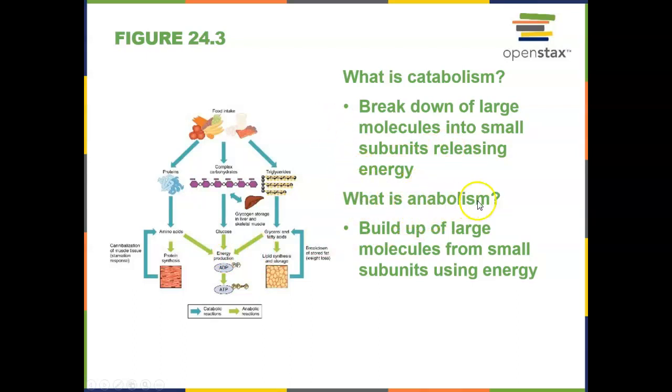So what is anabolism? Anabolism is the buildup of large molecules from small subunits. So if we take these fatty acids or these glucose or these amino acids and we build up new proteins, or we build up fats, or we build up storage of glycogen, that's going to be an anabolic process. In those processes, we use energy. So we're taking in energy. Catabolic reactions release energy, and the energy that is released can drive anabolic reactions, which take in energy.